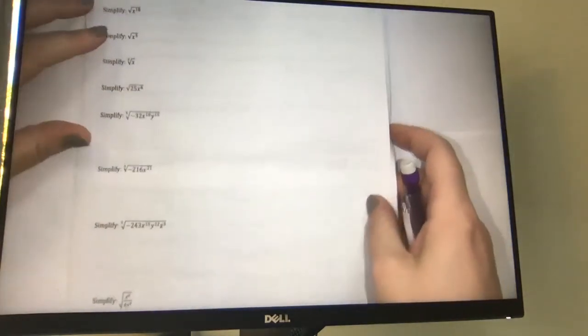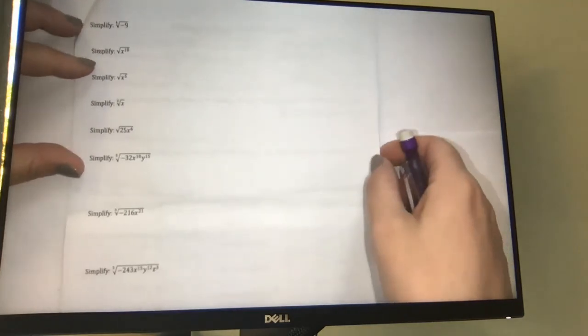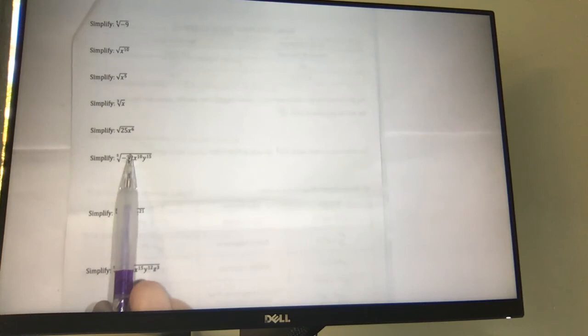All right. Turn them over here. Go a little bit more. Okay, one more with just a number, and then we're going to get into some letters. So then we have to figure out, what do we do when we include letters? Because we'll be fine with the coefficients, negative 32, negative 216, negative 243. We'll be fantastic. The problem is, what do we do with all those letters?